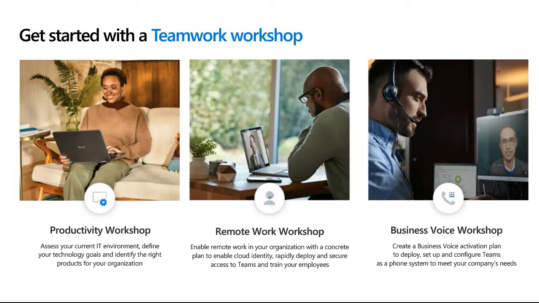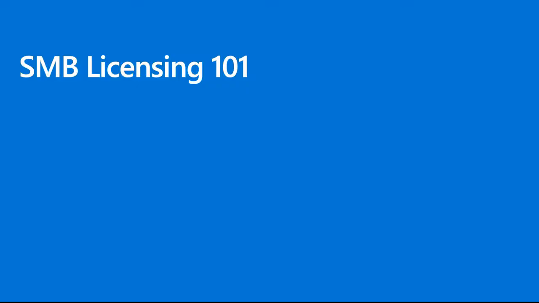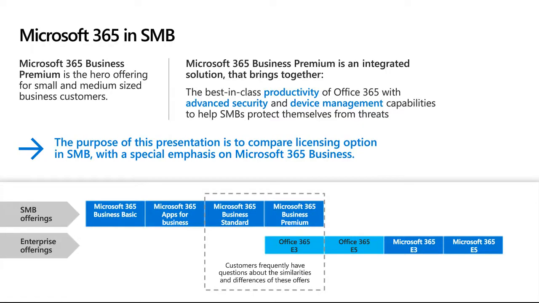Now we're going to begin Module 5, which is going to take us through the licensing. Microsoft 365 Business is our hero offering for SMBs. This part of the presentation will discuss where Microsoft 365 Business fits in relation to the other offerings in the Office 365 and Microsoft 365 family of products.